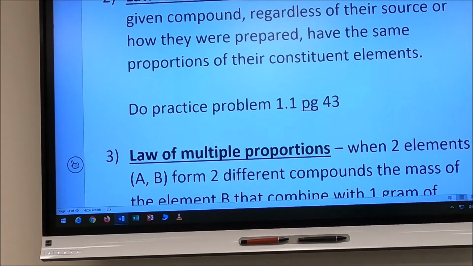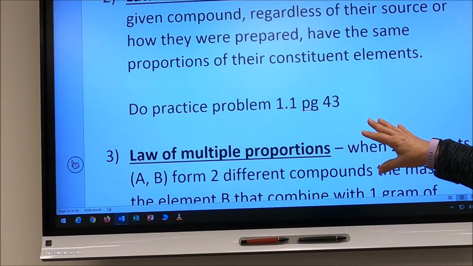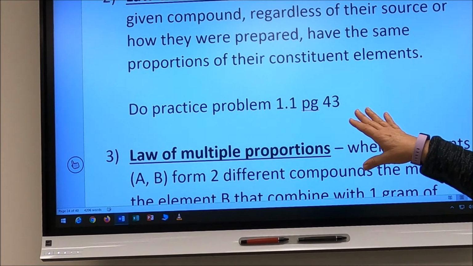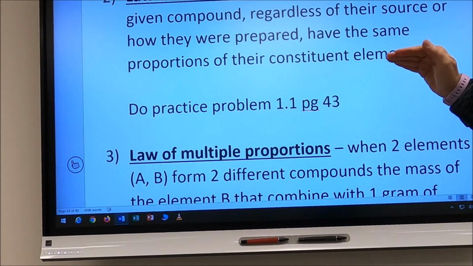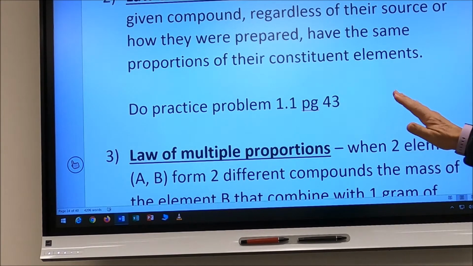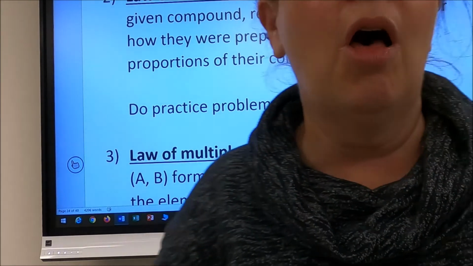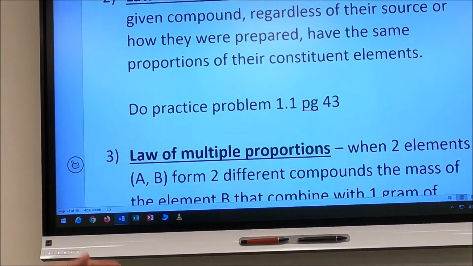Okay guys, I'm going to have to stop right there. I actually brought the wrong textbook down with me. So let me talk about the law of multiple proportion, and then in the next video I do, we'll start off by doing practice problem 1.1 and then the practice problem that goes with the law of multiple proportion. So let me talk you through the law of multiple proportion, and then I'll go grab the right book and we'll do a couple of practice problems.